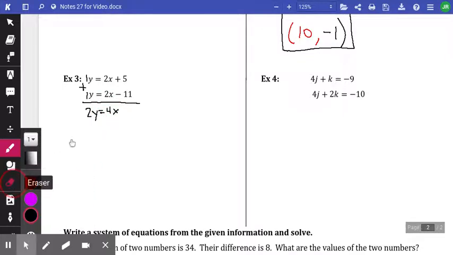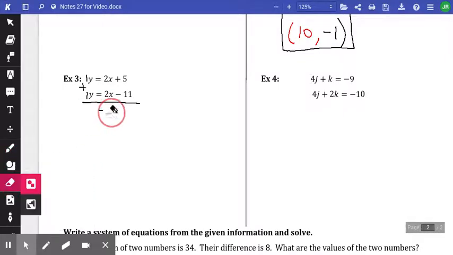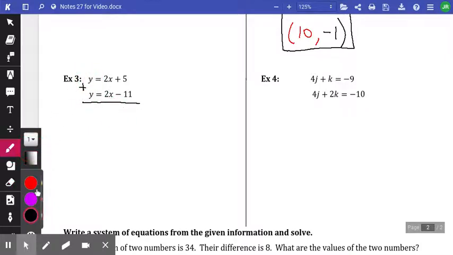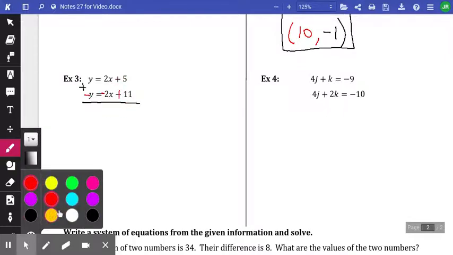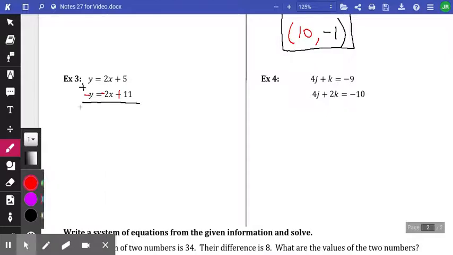Nothing canceled. So I'm going to have to go back, and what that means I need to do is change all of the signs on one of the equations. So I'm going to change this y to become a negative y. I'm going to take this 2x and make it a negative 2x, and I'm going to take this negative 11 and make it positive 11. So now I'm going to add them, and hopefully something will eliminate.